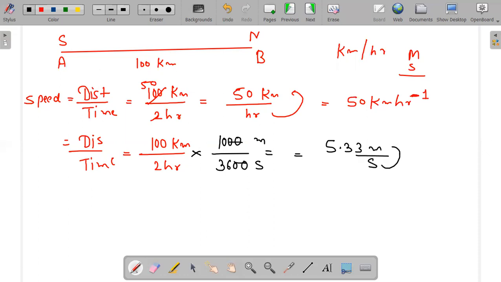Now I have to move this second upward. Now it will be 5.33 meter per second. I can write this. So it is 50 kilometer per hour. It is the correct answer in kilometer per hour unit. And if I have to answer this in meter per second unit, then I have to convert this.